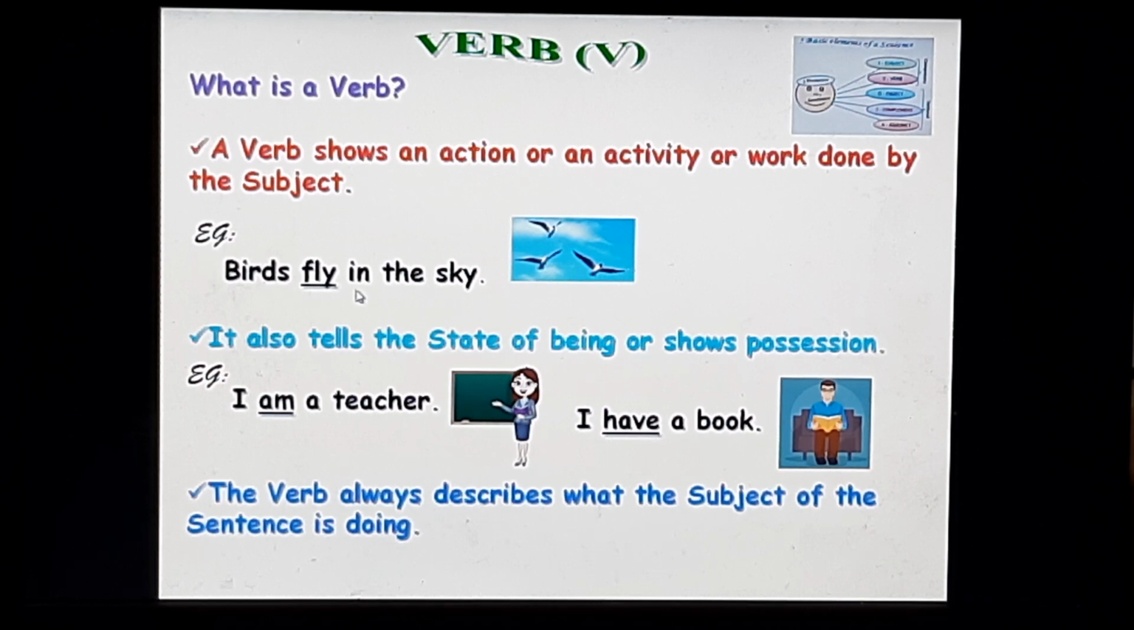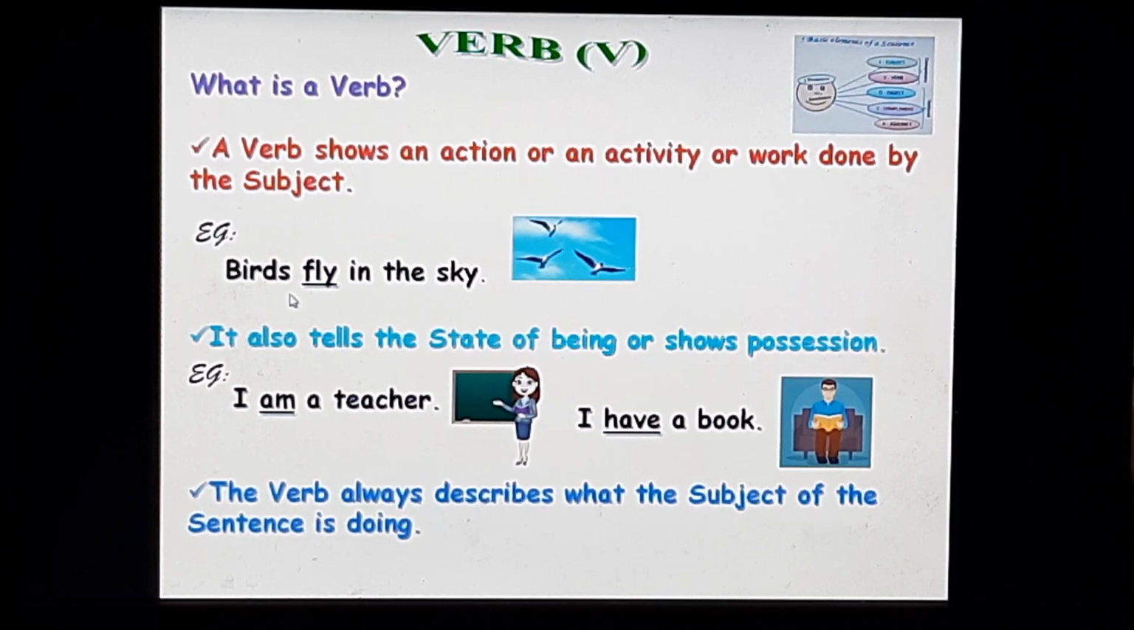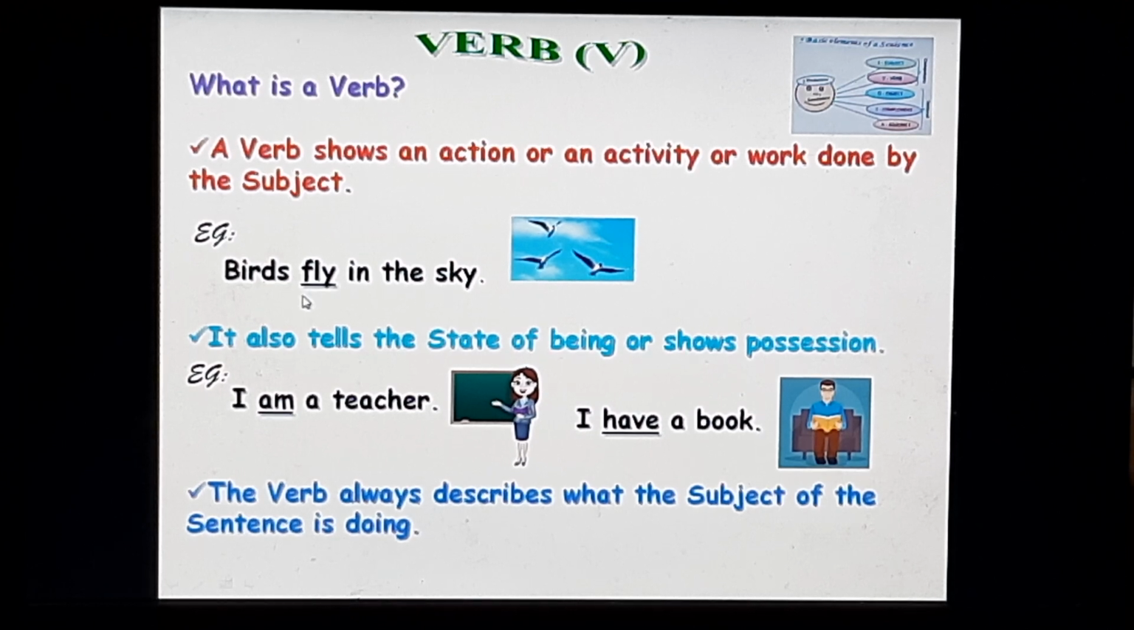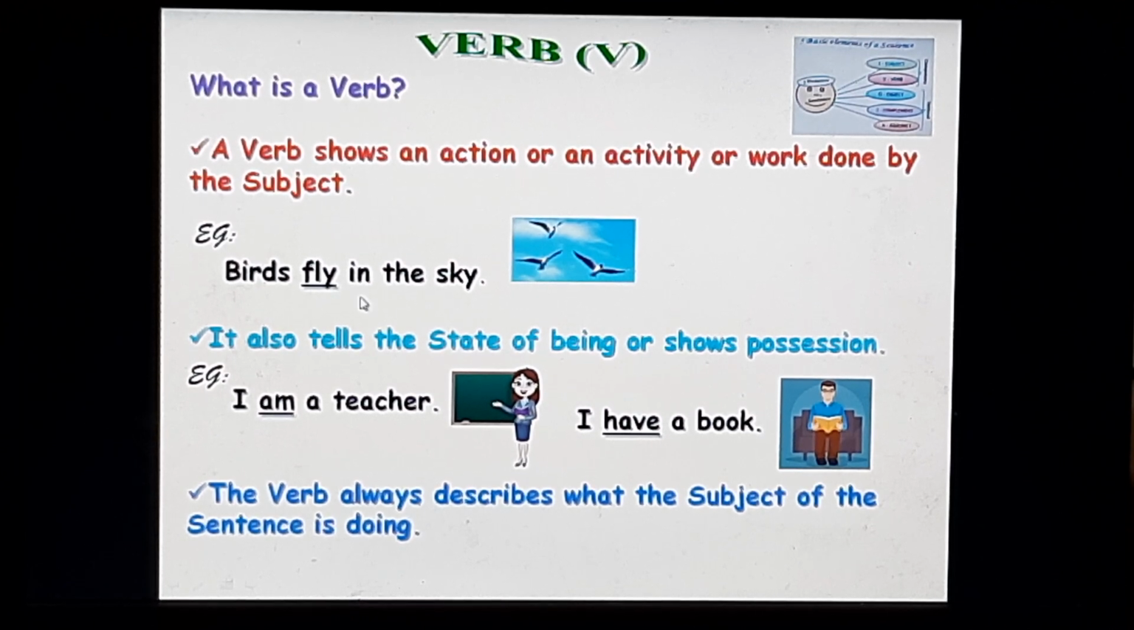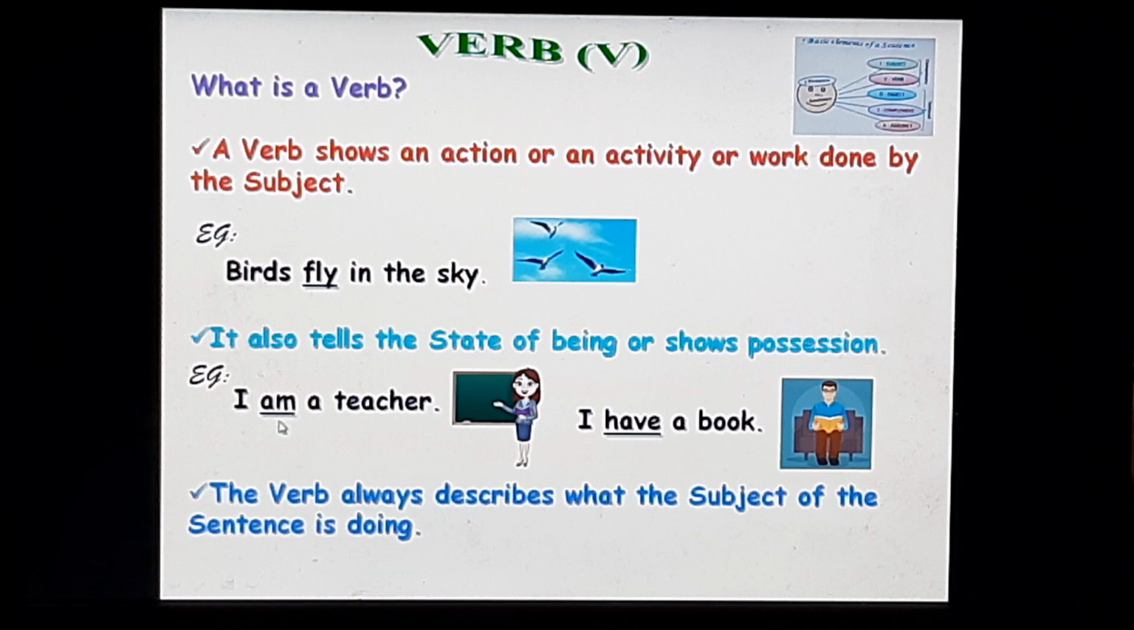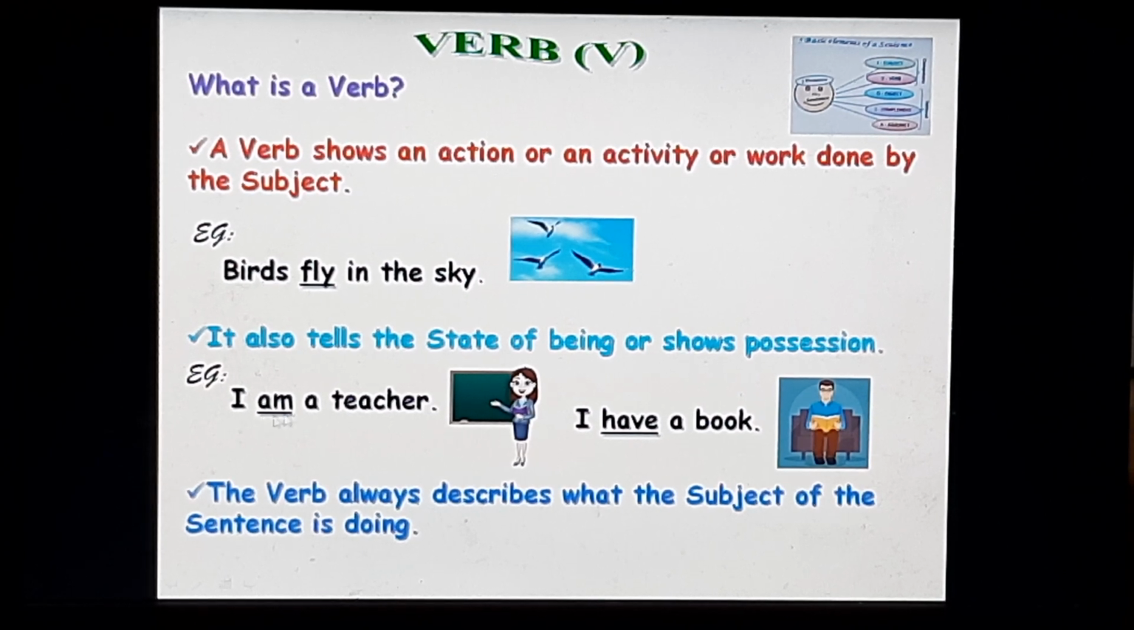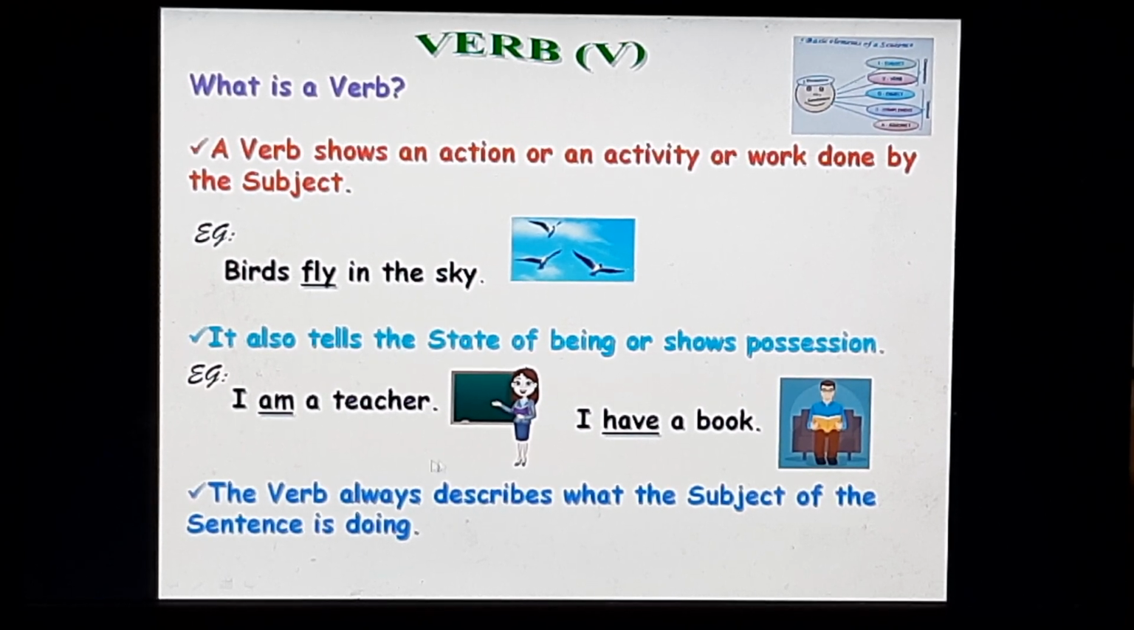Example, birds fly in the sky. So here the action done by the subject is fly. It is the verb. It also tells the state of being or shows possession. Example, I am a teacher. Here, am is the verb which says what the subject is. I have a book. Have is the verb which shows possession of the subject.